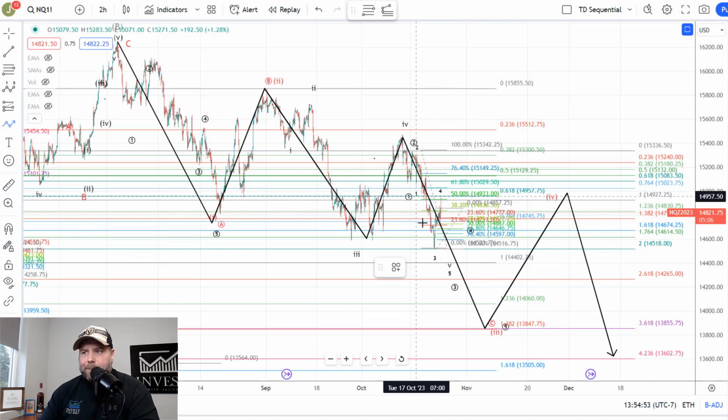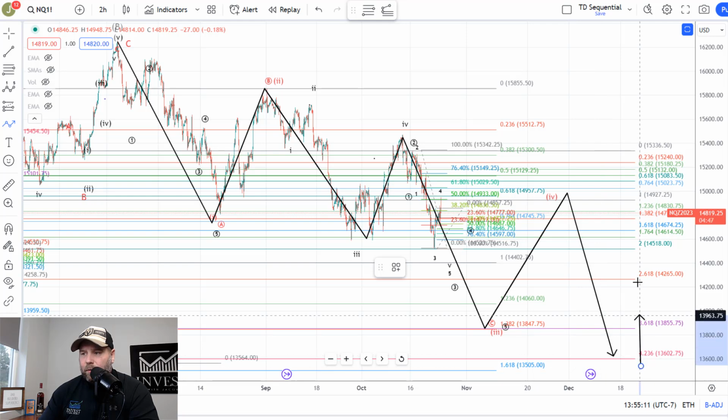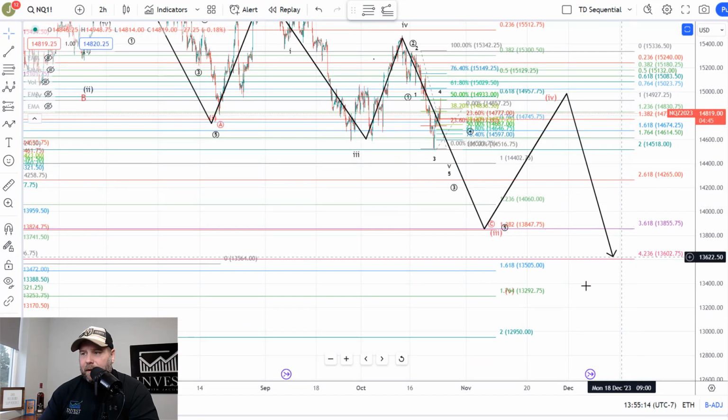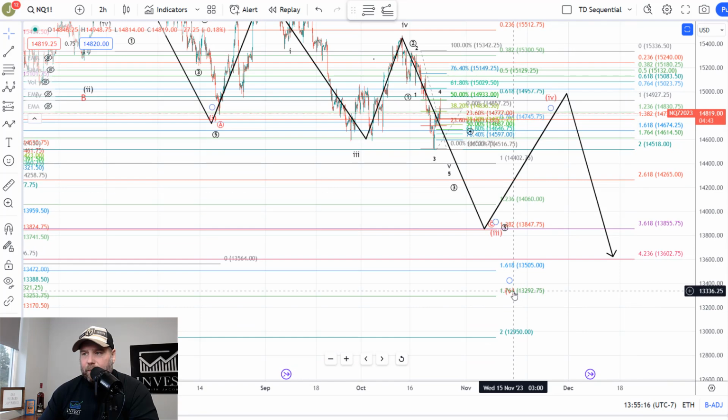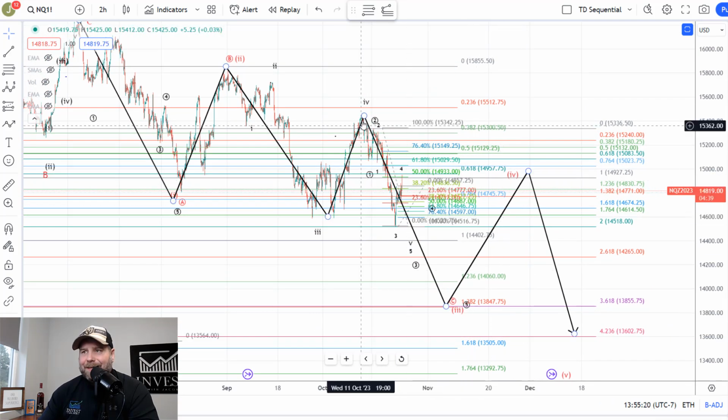So NASDAQ is not ideal by any stretch, but overall what we would look for is, you have the A of 3, the B of 3, and then you'd look for C of 3 down here to 13,850. Then you'd look for a bounce in 4 back toward about 15,000 or so, or 14,900 or so, and then down again toward the 1764 down here at 13,292 for this wave 5. So that would be the big picture path as it's drilled in.